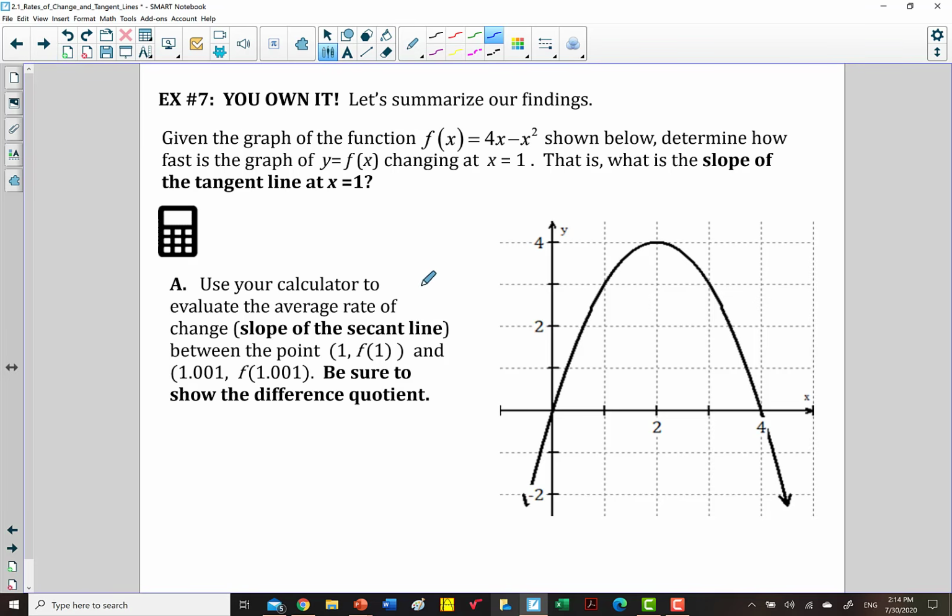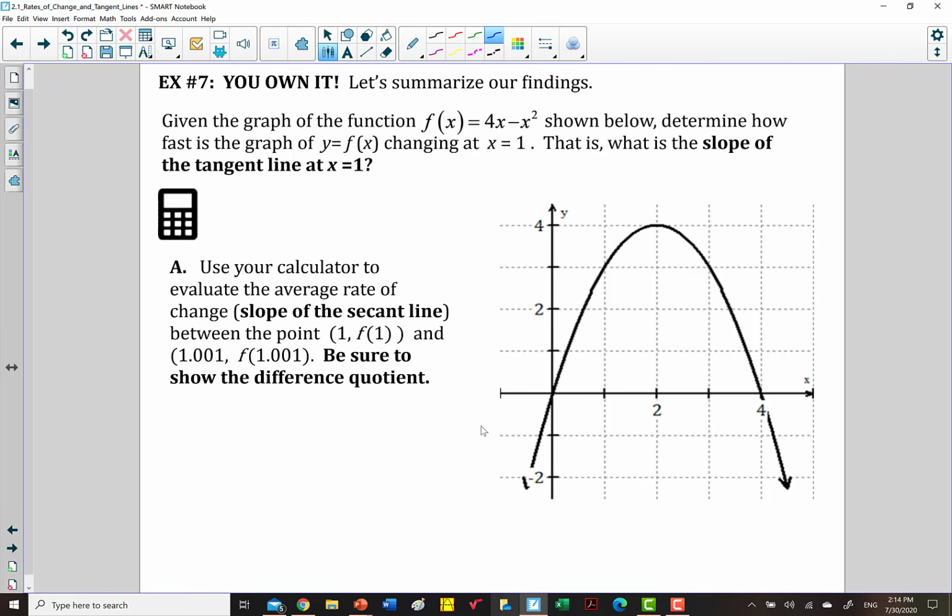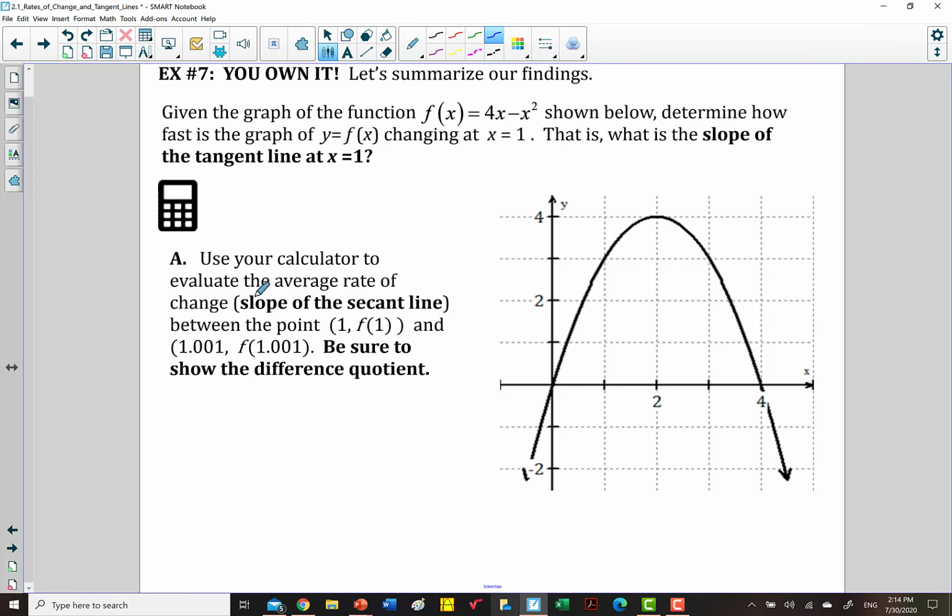So here we are at the end. This is kind of a you own it, let's summarize what you did. So we're going to use a calculator to evaluate the average rate of change of the secant line, the slope of the secant line, between the point 1 and 1.001. So it's so close together. We're going to find the slope of that secant line.